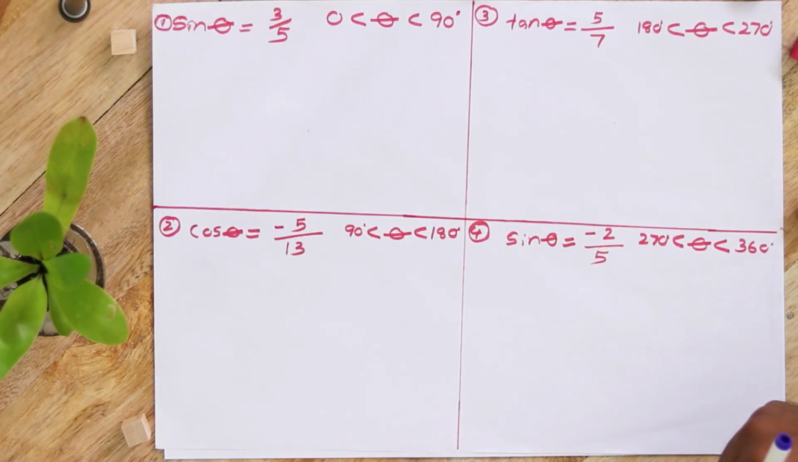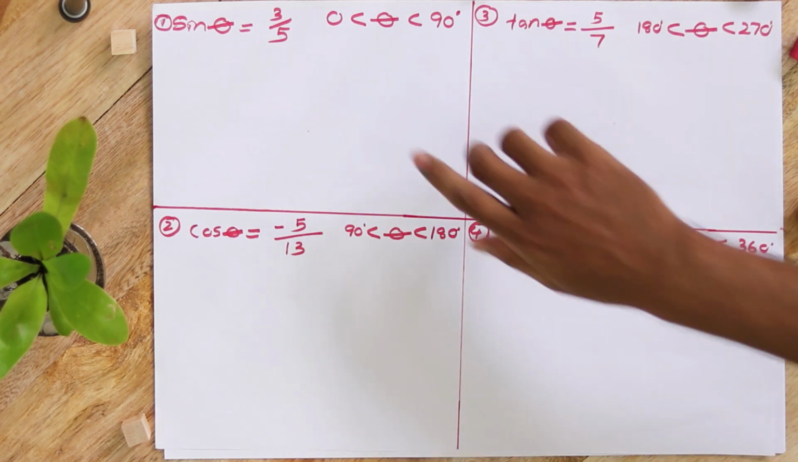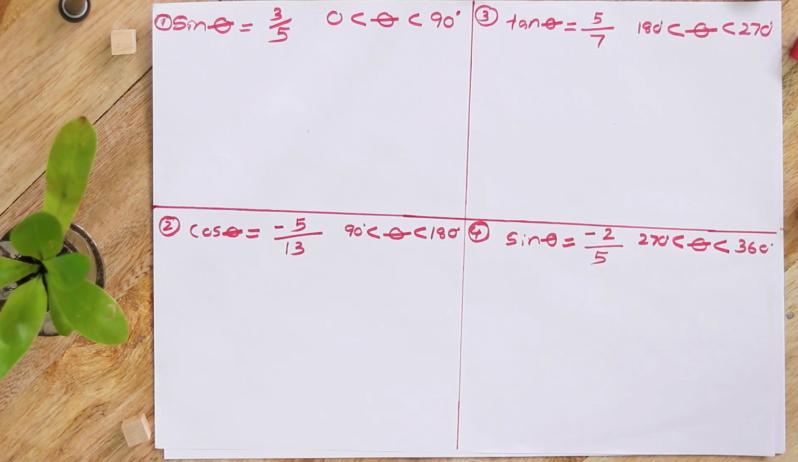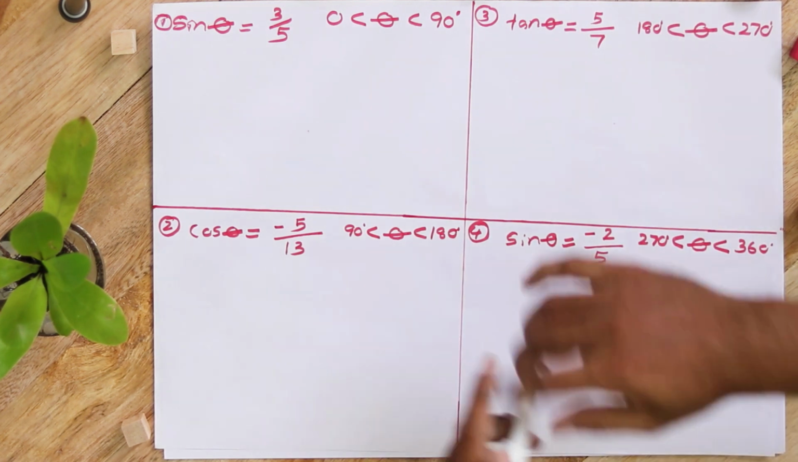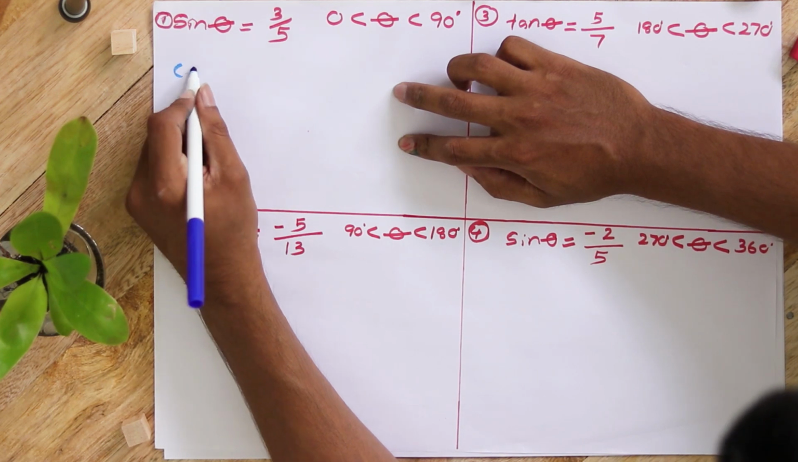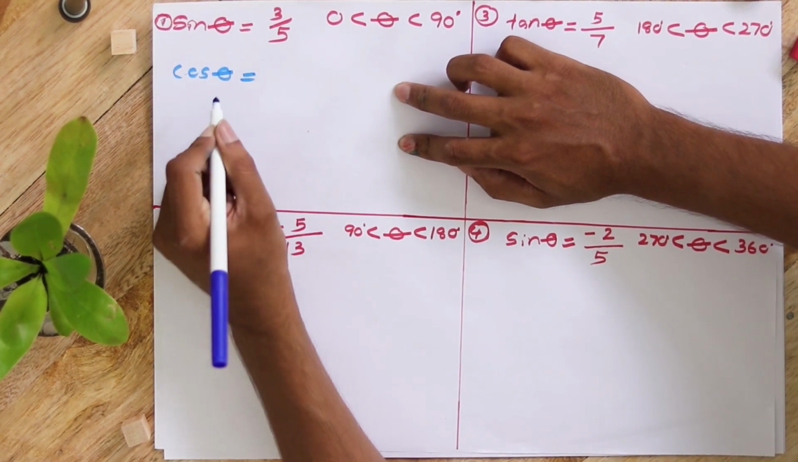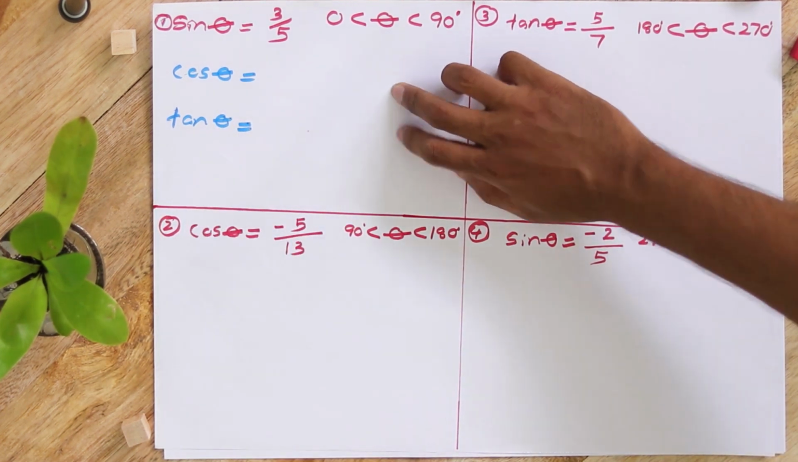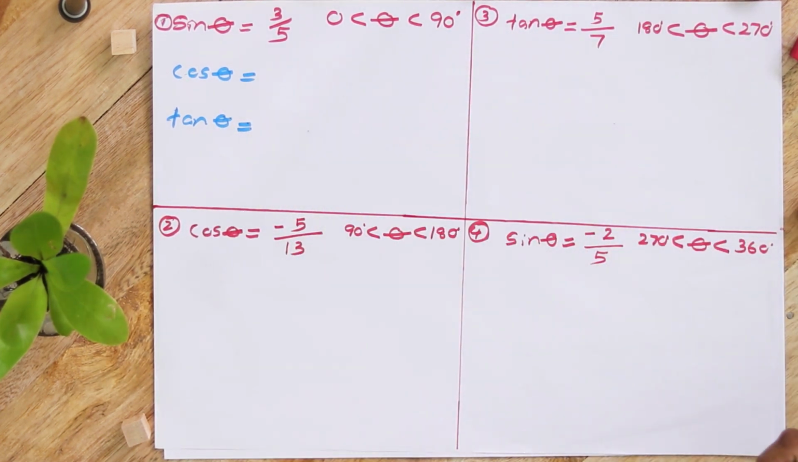Alright, let's look into these examples. Now in this first question, it's given that sin theta is 3 over 5. But now we are supposed to find what is cos theta and what is tan theta. First of all, you must know sin theta means opposite over hypotenuse.